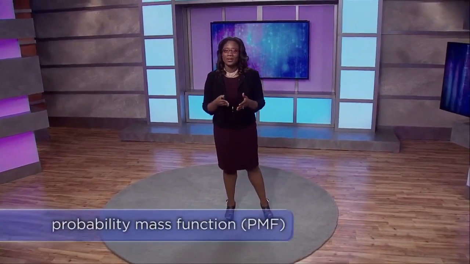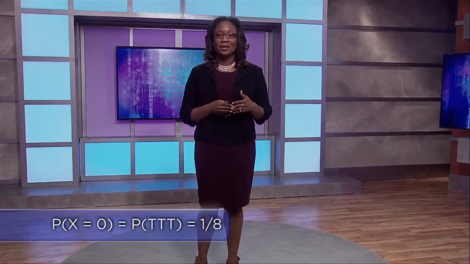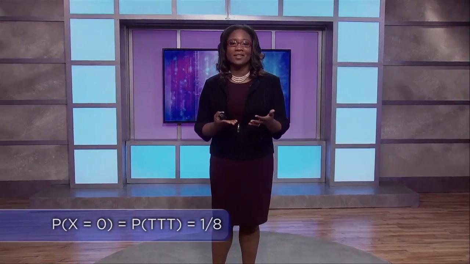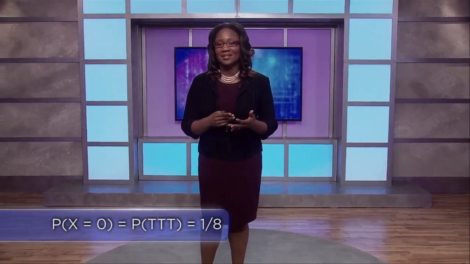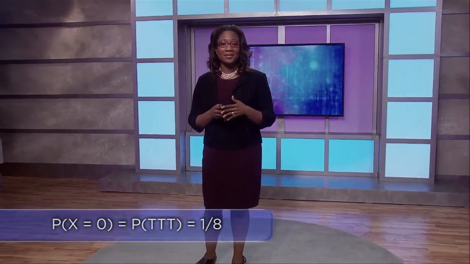So discrete random variables then are defined by what we call their probability mass function, or the PMF. The PMF defines the values that the random variable can take on, and it tells us with what probabilities it can take on those. So back to our coin flipping experiment, the probability mass function for x is the following. The probability that x equals 0, meaning there were 0 heads in the 3 flips, is the probability of the event that we get 3 tails. So tails, tails, tails, which happens 1/8 of the time, or 1 out of 8 of those outcomes.